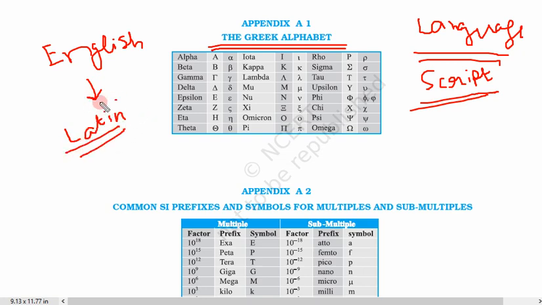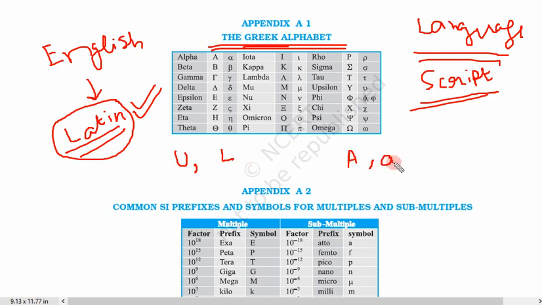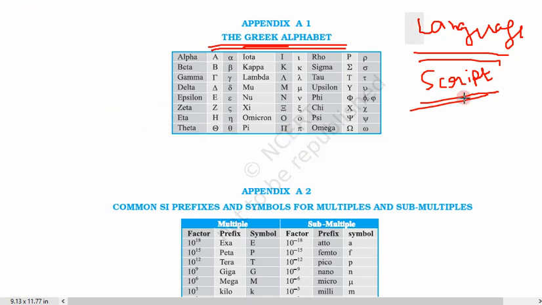So the alphabets we see are Latin alphabets. Now we will learn about Greek alphabets. Greek alphabets are very similar to Latin alphabets, only a few alphabets are different. Similar to English, they have one uppercase, one lowercase. In English, A and small a. Similarly, in the Greek language, we have uppercase and lowercase. So let us see what the Greek alphabets are.